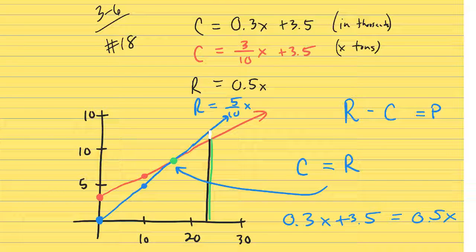And you're getting x, which is giving you the amount of tons of steel. That'll give us the break-even point. And then once we know x is around 17 and change, we can plug that in here to get the cost, or plug it in here to get the revenue, but they're going to be equal to each other. They're going to be equal.